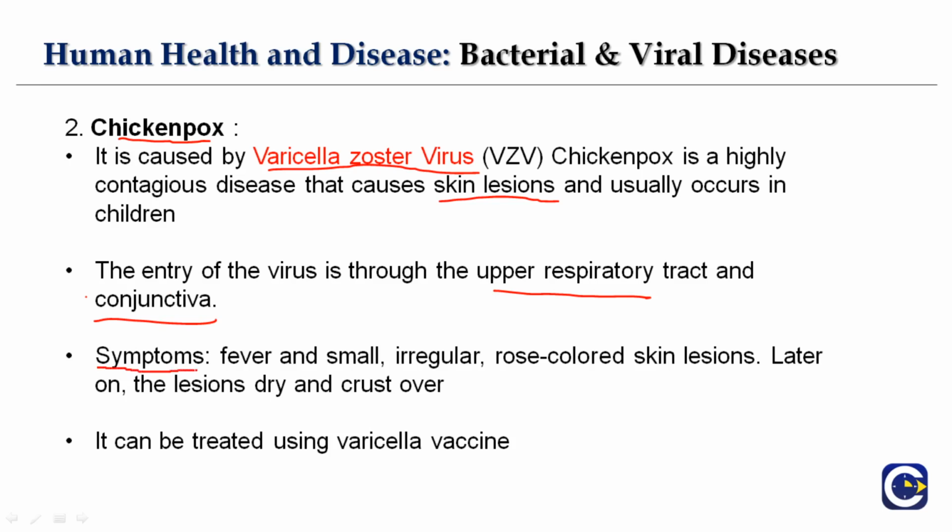Next, we're talking about the symptoms here. They include fever and small irregular rose-colored skin lesions all over the body. Later, the lesions will dry and crust over. Sometimes the marks leave, and sometimes the marks don't easily go away. So how can you prevent it? By using the varicella vaccine.